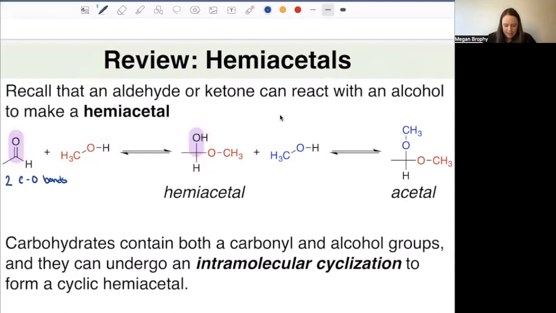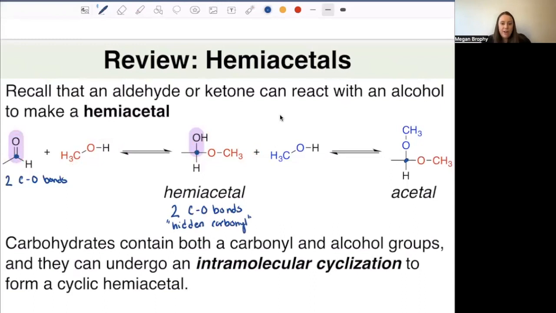And then in our hemiacetal, we have that same carbon present, and there's still two carbon oxygen bonds. So this hemiacetal carbon is called our hidden carbonyl. And then in the case of an aldehyde, it can react with a second equivalent of our alcohol, in this case methanol, and then we'll make what's called a full acetal.